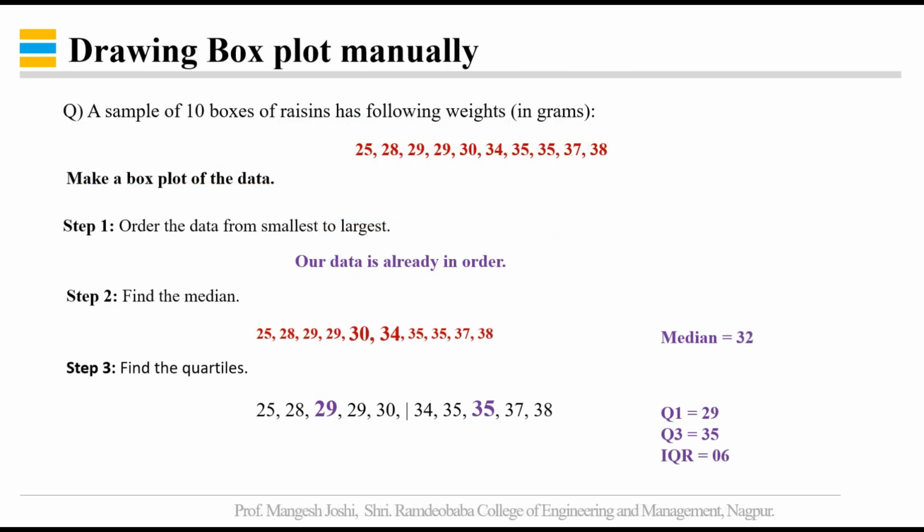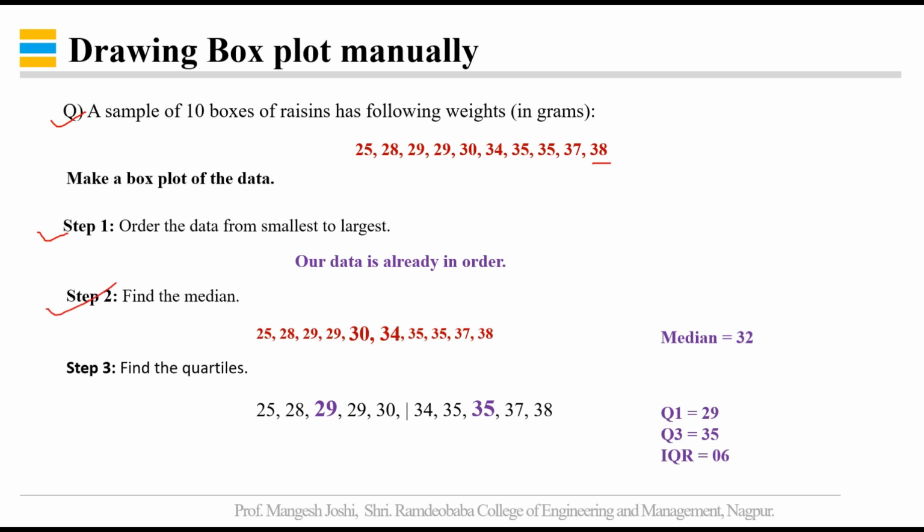Now let us take an example of how to draw a box plot manually. For that I have a sample of 10 boxes having the following weights in grams: 25, 28, 29, 29, 30 up to 38. So we have these 10 samples. Our objective is to make a box plot of the data. The first step is to order the data from smallest to largest value. Our data is already in order, so there is no need to order the data.